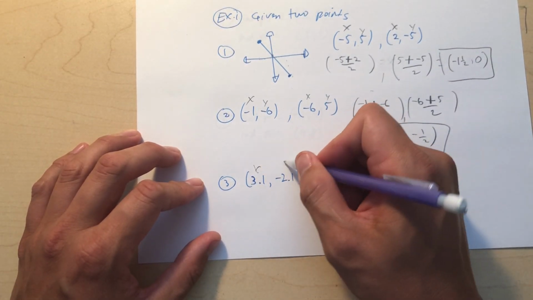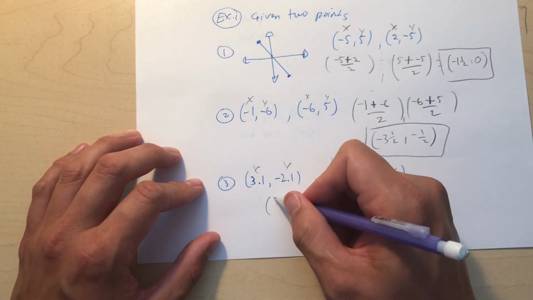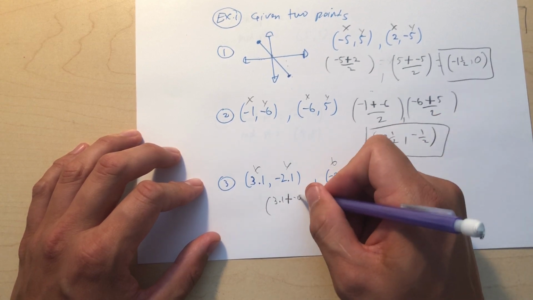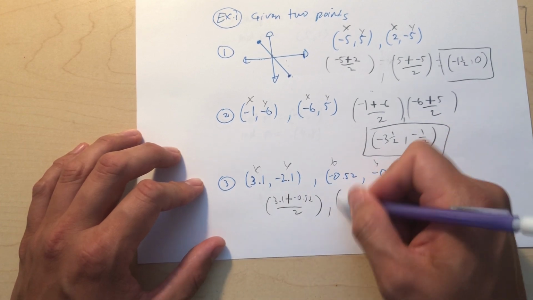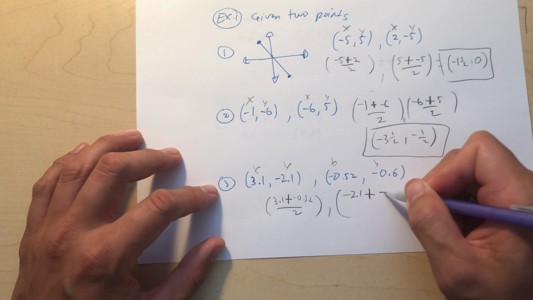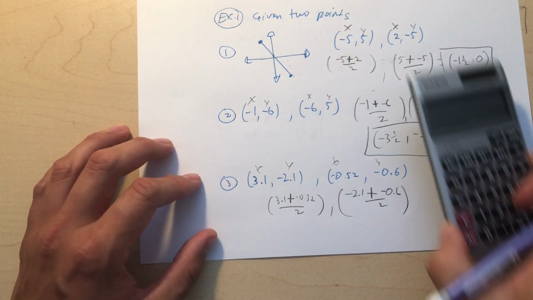Again, let's go and find my x and my y. Again, you want to find the midpoint of the x first. So you get 3.1 plus, this one here is -0.52, divided by 2. And then my y's, -2.1 plus -0.6 divided by 2. Again, you could use your calculator to speed things up. That's what I'm going to do right now.